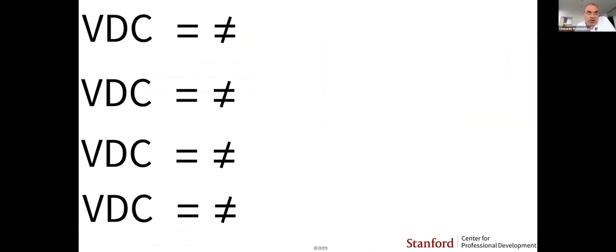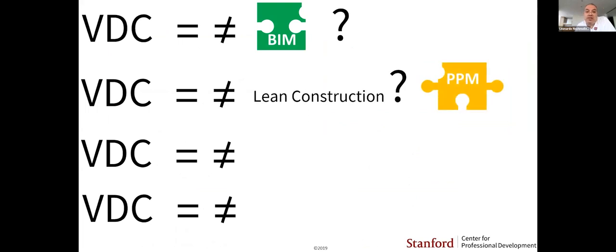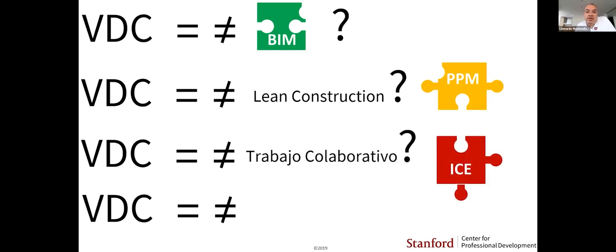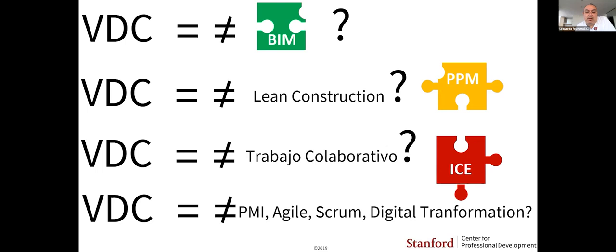Ahora, Martin ya explicó muy bien lo que es VDC, y esto se refuerza mucho durante los 8 meses que dura el programa. Muchos creen que VDC es igual a BIM y no lo es. VDC no es Lean Construction. VDC no es trabajo colaborativo, y no es PMI, Agile, Scrum, Digital Transformation. Pero también puedo decir VDC sí es BIM, sí es Lean Construction, sí es trabajo colaborativo, y sí es no solo los enfoques que están en la última línea, sino muchos más.